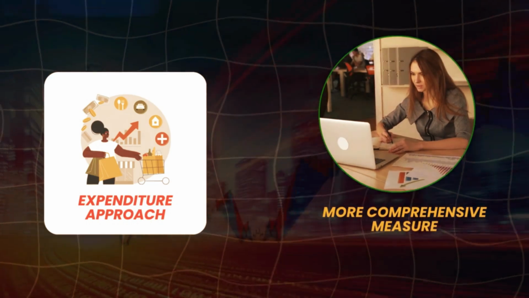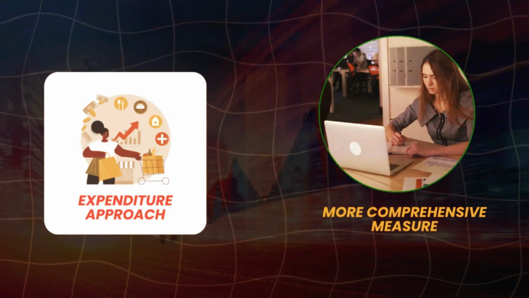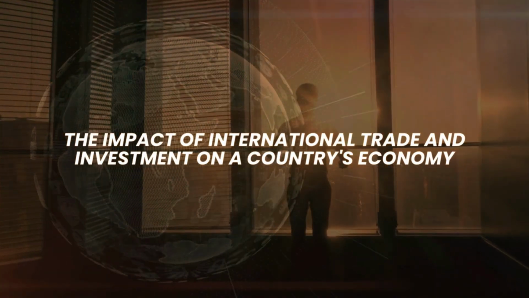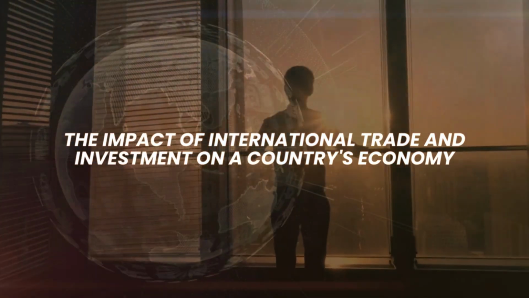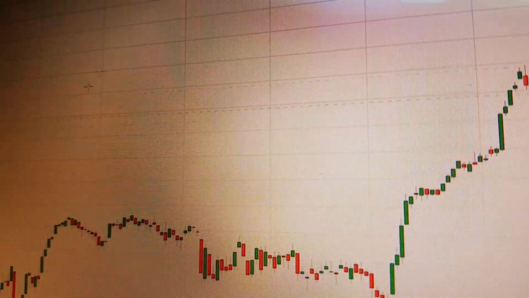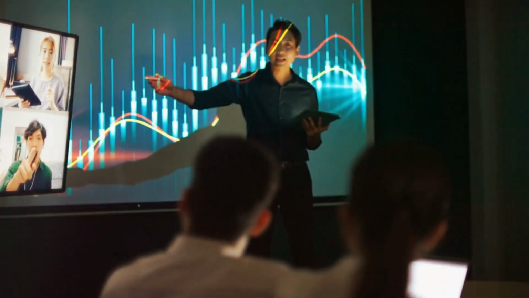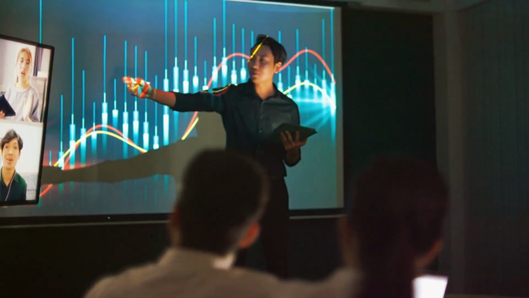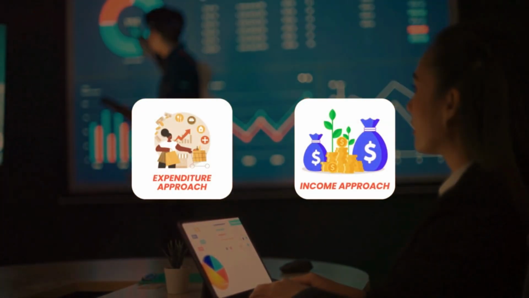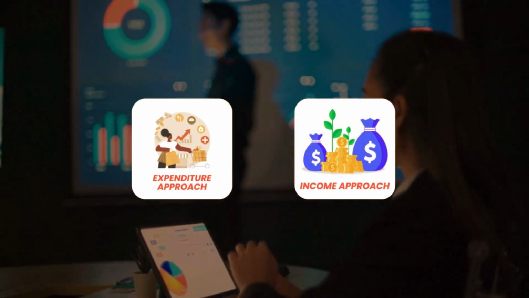On the other hand, the expenditure approach provides a more comprehensive measure of a country's economic activity by taking into account the spending of a country's citizens, regardless of where they are located. This method is useful for measuring the impact of international trade and investment on a country's economy. However, it may not accurately reflect the economic activity of a country's citizens if they are not the ones doing the spending. Therefore, economists often use a combination of the two methods to get a more accurate picture of a country's economic performance. By using both the income and expenditure approaches, economists can gain a more comprehensive understanding of a country's economic activity and make more informed decisions about economic policy.